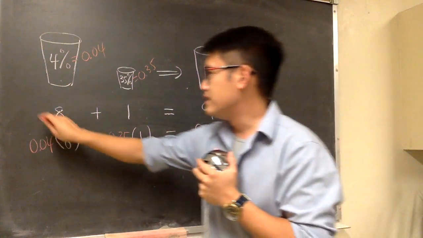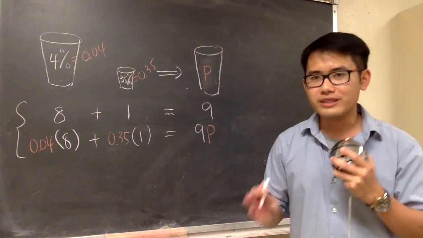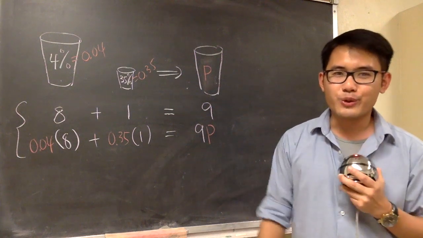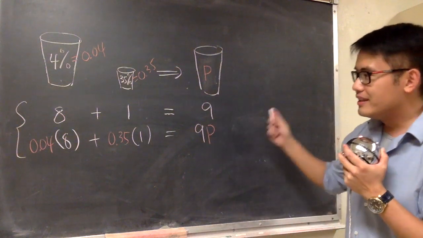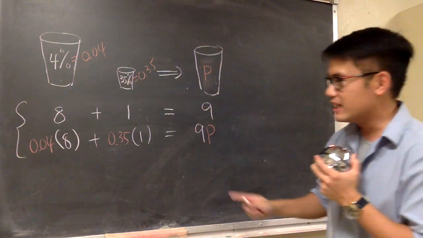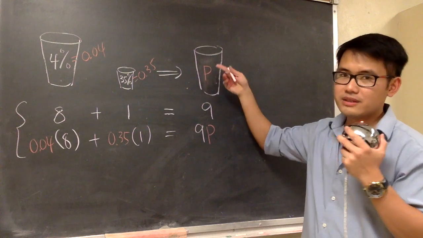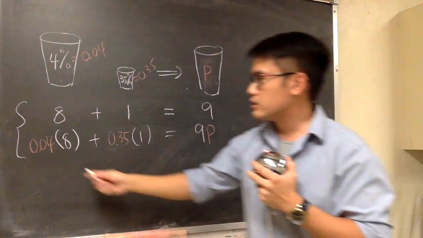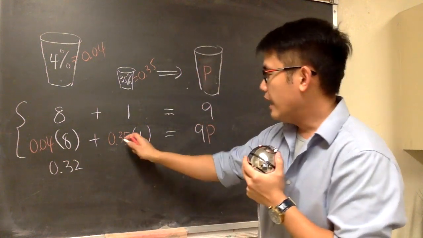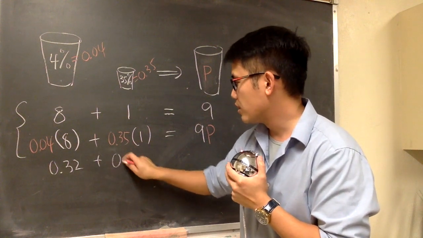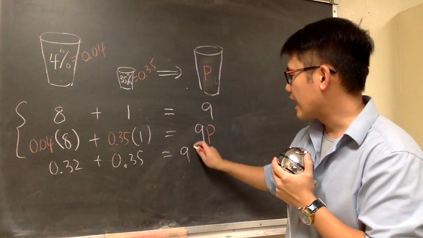And as you can see, this is technically a system of equations, right? Especially in my other example, you'll see how we can encounter those mixture equations. If you follow this setup, you have no problem with it. Technically, this is just one equation because we only have this P to solve, and that will give us the answer, right? So let's just do that. I have to multiply 0.04 times 8. That will give us 0.32, and 0.35 times 1, that's plus 0.35. And then this is equal to 9 times P.